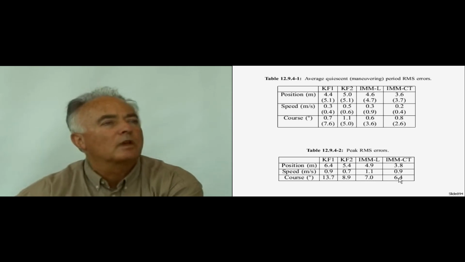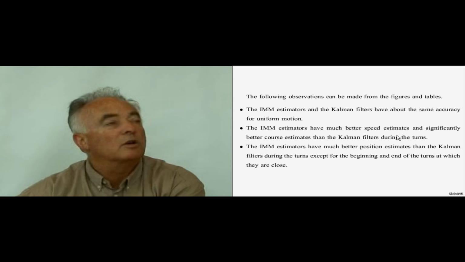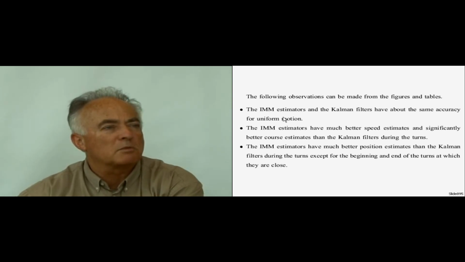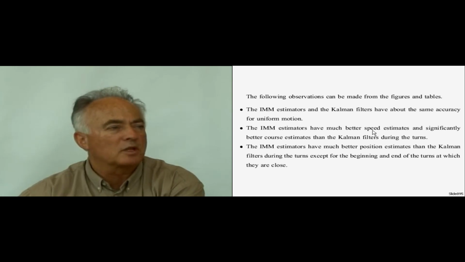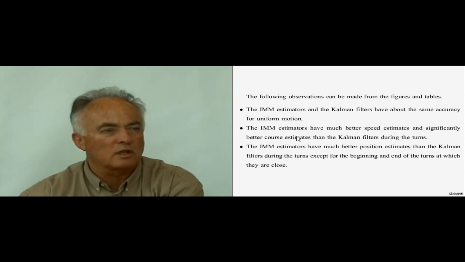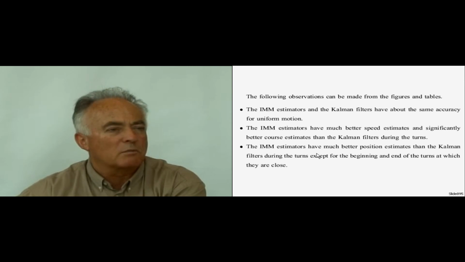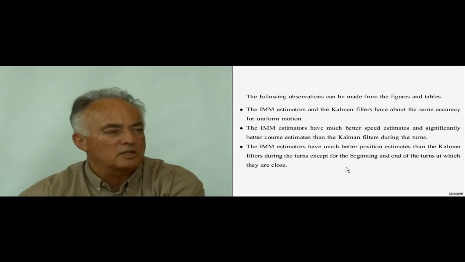And we can make a number of observations from these results: that the IMM estimators and the Kalman filters have about the same accuracy in uniform motion, which is fine. The IMM estimators are much better in terms of speed estimates and significantly better in course estimates than any of the Kalman filters during the turns. And the IMM estimators have much better position estimates than the Kalman filters during the turns, except for the very beginning and end, at which they are about the same.